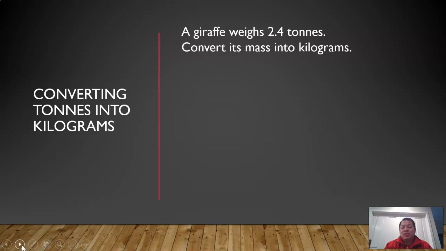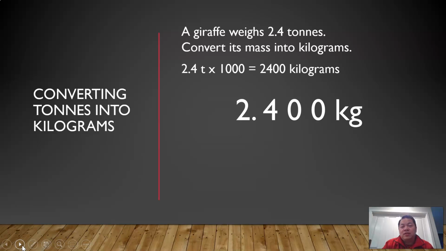Next, a giraffe weighs 2.4 tons. Convert its mass into kilograms. So a bigger unit to a smaller unit, so we have to times 1000. So you move the decimal place 3 times. So 1, 2, 3. That's how you get 2,400 kg.